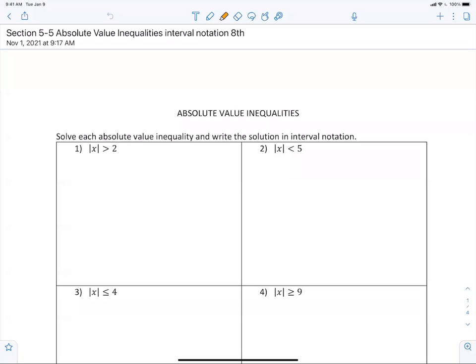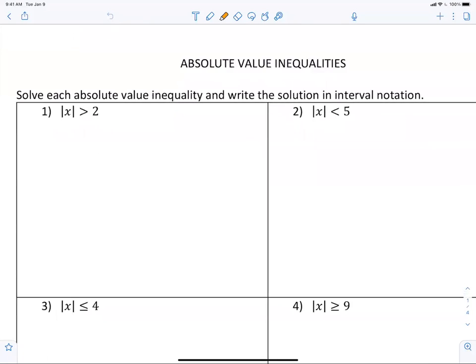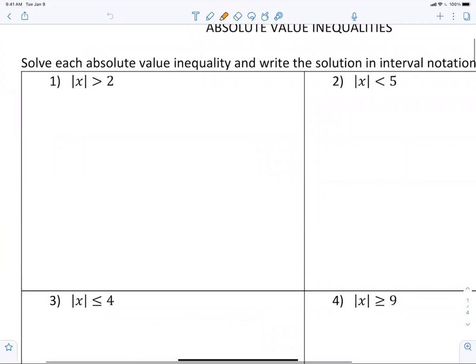Little rule. All right. Now, with that being said, absolute value inequalities are very similar to compound inequalities, meaning there's going to be two choices.